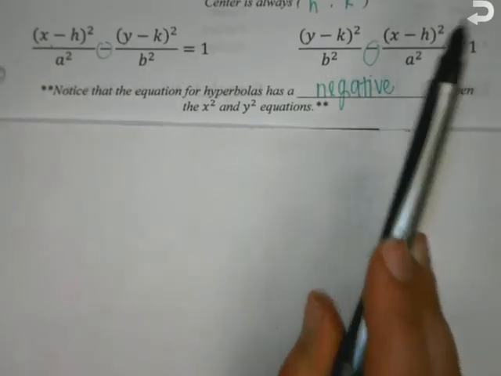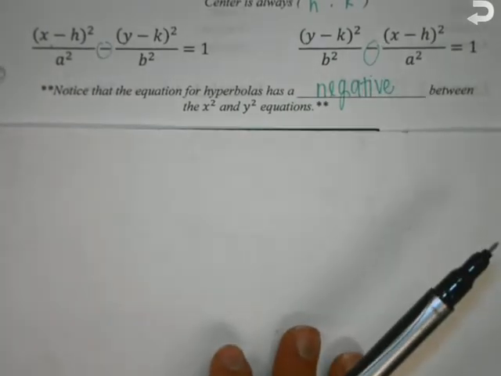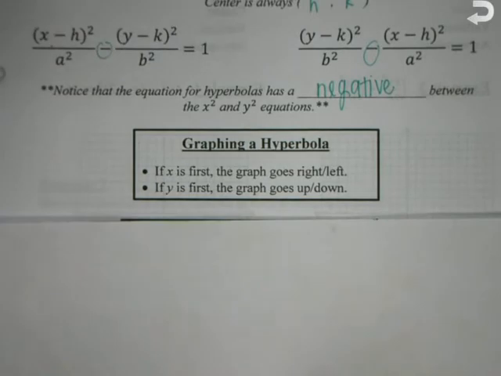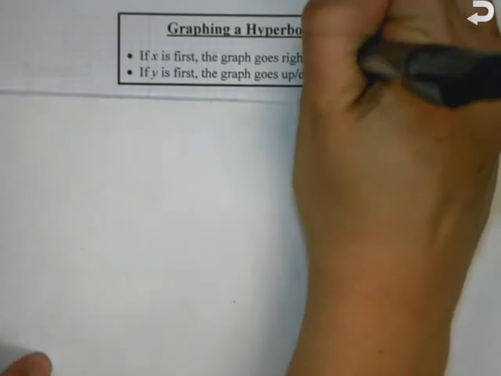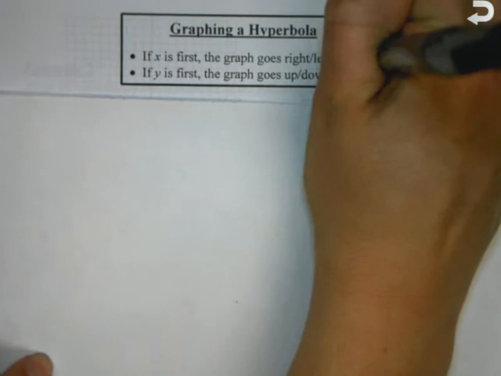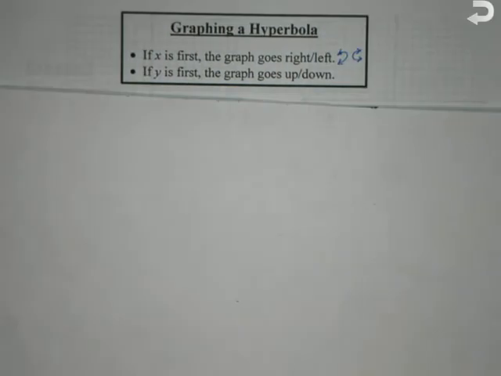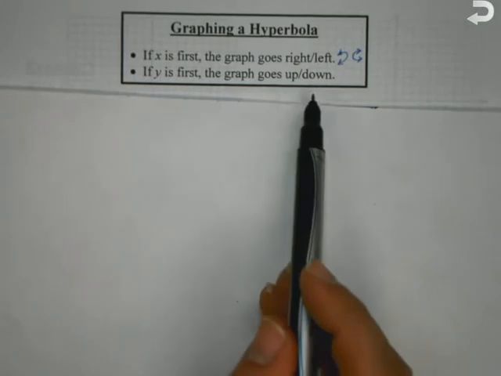So when I am graphing these things, and I already explained this, if x comes first, then the graph is going right to left. So my two parabolas are going from right to left. They're sideways. If x comes first, I'm going along the x-axis. If y comes first, then I'm going along the y-axis, which means I'm going up or down.